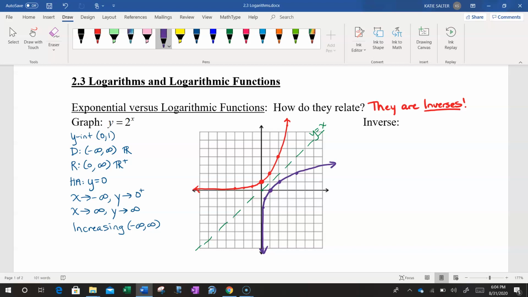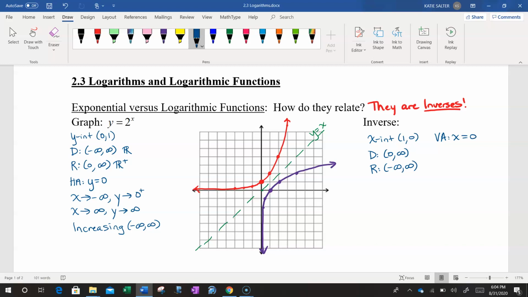Let's write down some of the important key features we notice on this one. In this case, the x-intercept is (1, 0). It doesn't have a y-intercept. Its domain is now from 0 to infinity, and its range is from negative infinity to infinity. That's the whole purpose of an inverse: everything that was x becomes y, and everything that was y becomes x. A logarithmic function doesn't have a horizontal asymptote. Instead, it has a vertical asymptote, and in this case that vertical asymptote is at x equals 0.